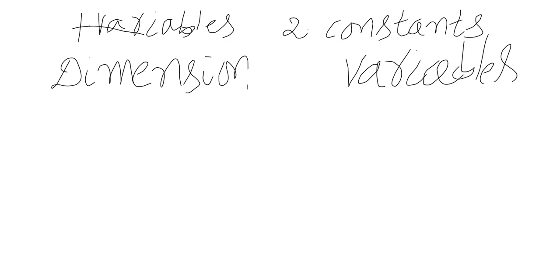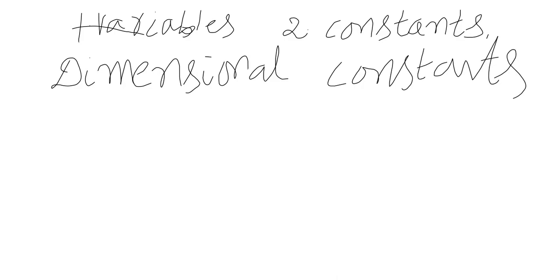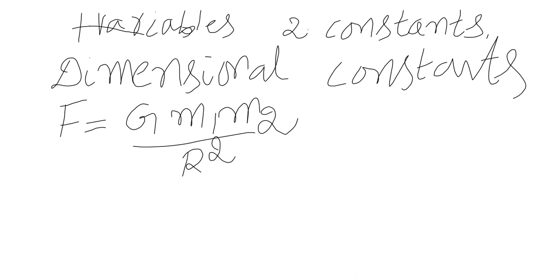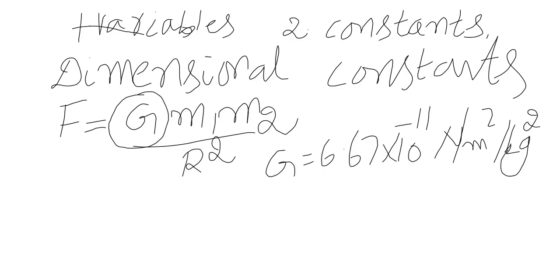Next one is dimensional constants. Constants are of two types. Dimensional constants. In the last session, we discussed the dimensional formulas of different equations. F is equal to G m1 m2 by r square. Here G is the universal gravitational constant. The value of this is 6.67 into 10 power minus 11 Newton meter square by kg square. Even though it has a constant value, it has dimensions, so it has a fixed value.